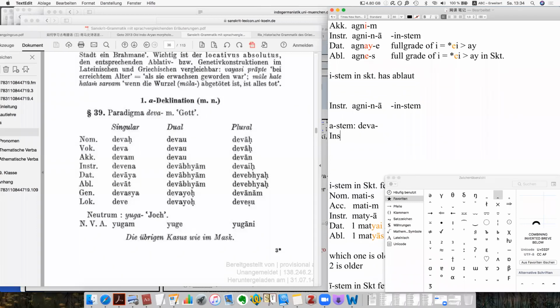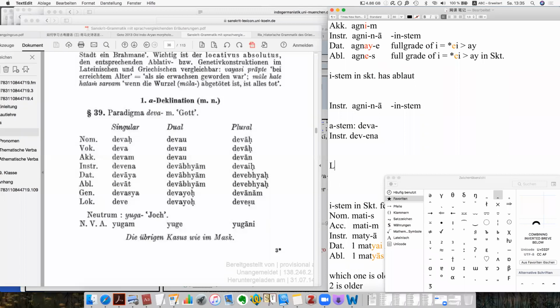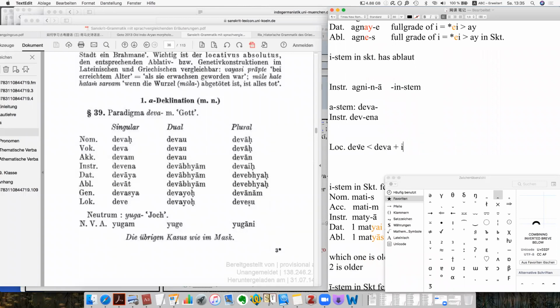And what is the instrumental of deva? It's devena, right? Devena. And you can see here, devah, deva, devam, devayoh, devat, devasya. And the locative is actually called deve, but deve comes from deva plus e, and e is the locative.